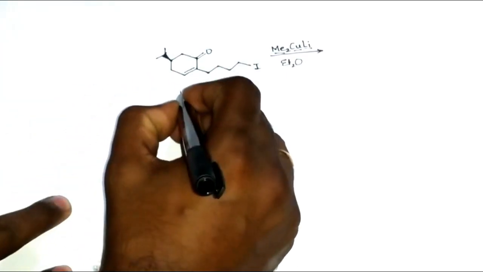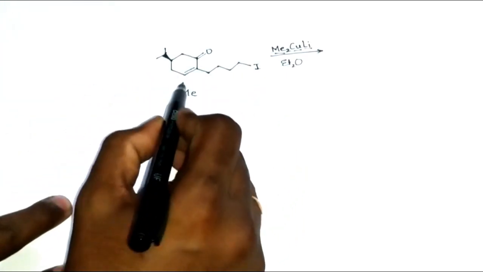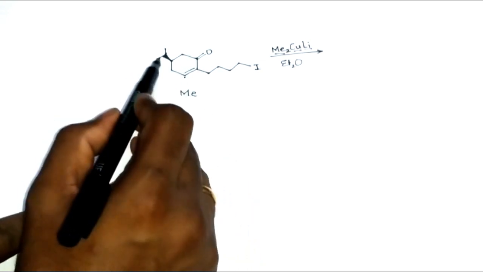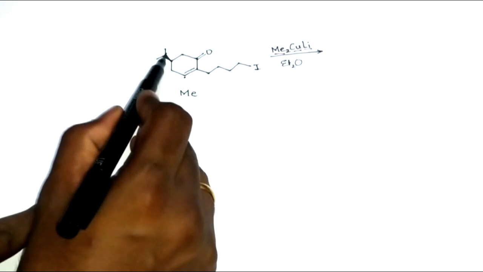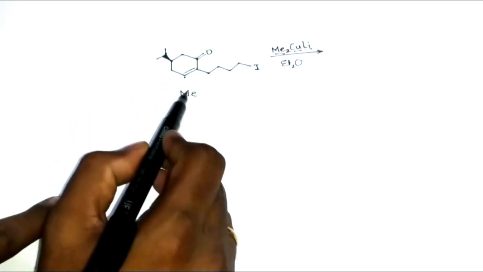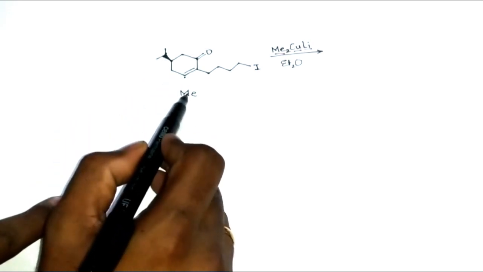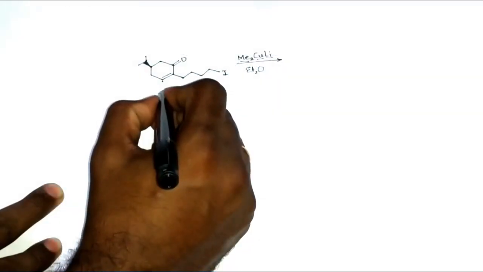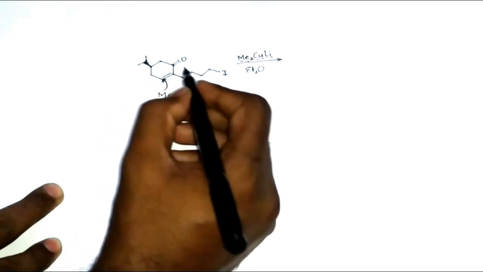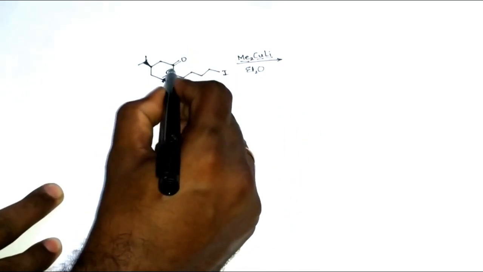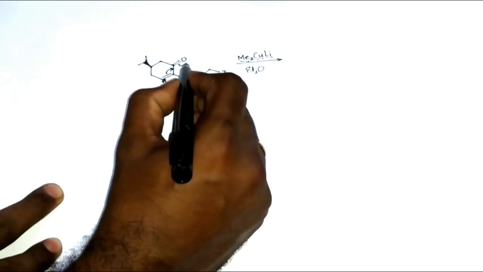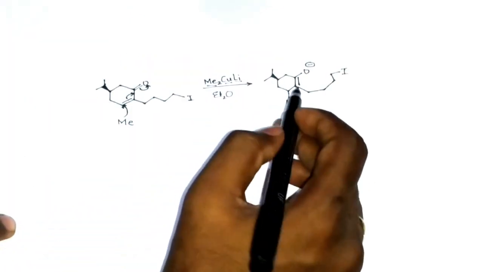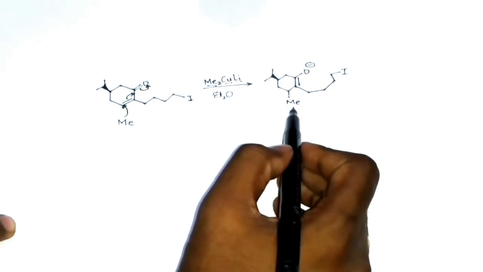The methyl ion is going to attack the fourth position over here. If you look at this group, it is above the plane of the paper. So this methyl ion will be attacking from the down part of the plane of the paper. So the methyl ion attacks from the downside. This double bond shifts here, and this double bond will shift here, leading to the formation of this product.